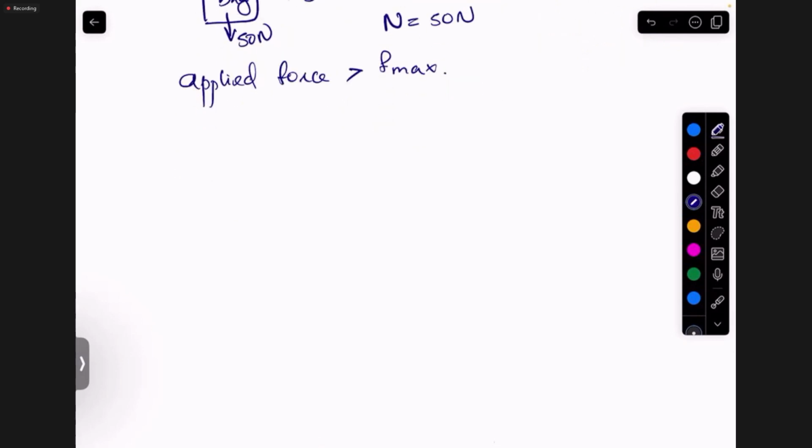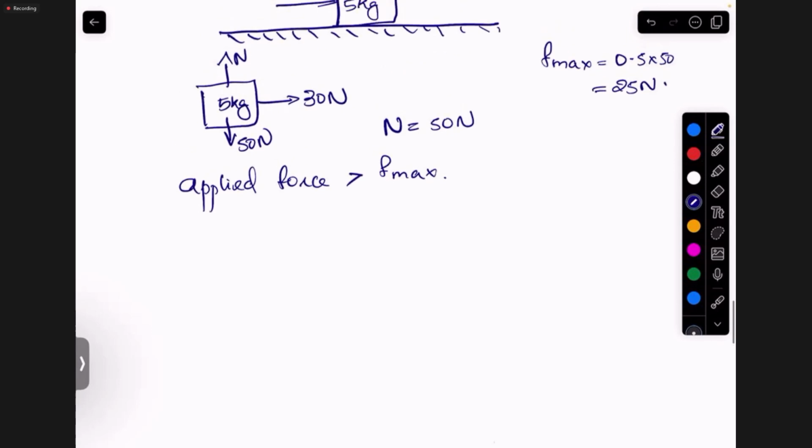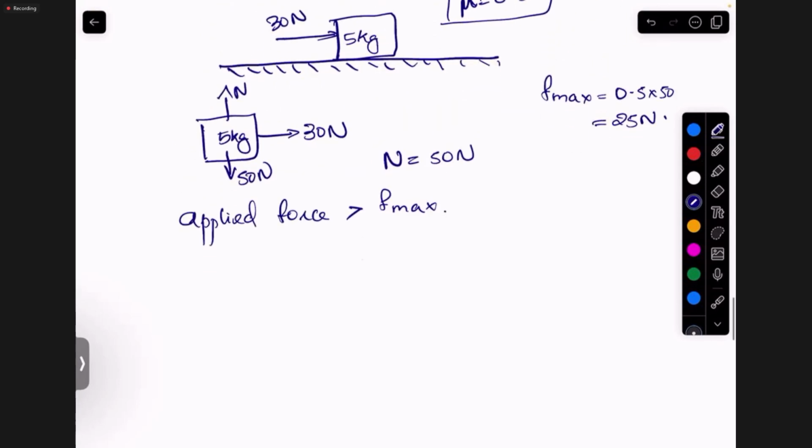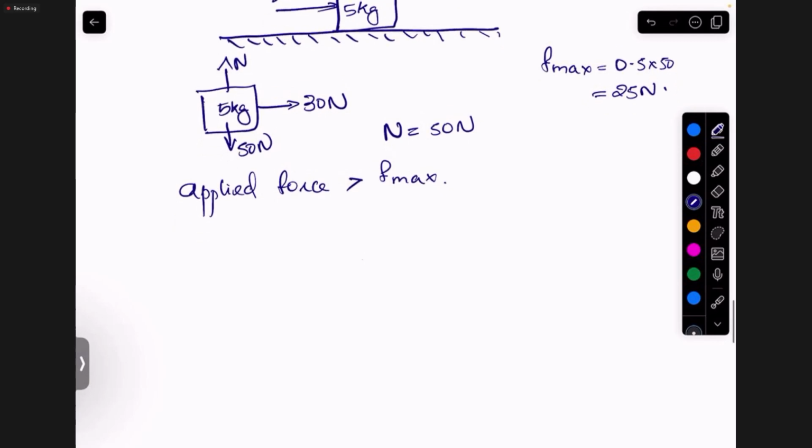So what is that motion? Again, only one mu is given, so we will take it as both mu k and mu s. Sometimes that can also happen. So here Fk will be calculated again using mu k times N. So mu k here again is 0.5 times N, which is 50, equal to 25 Newton. So this Fk will oppose the motion of this block.